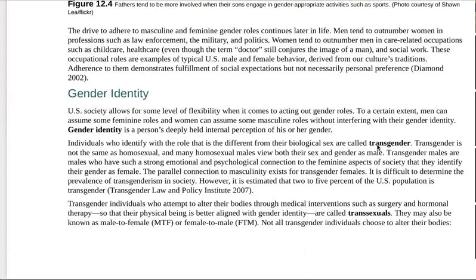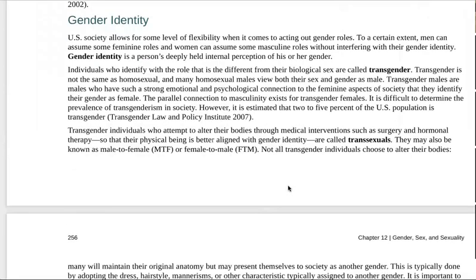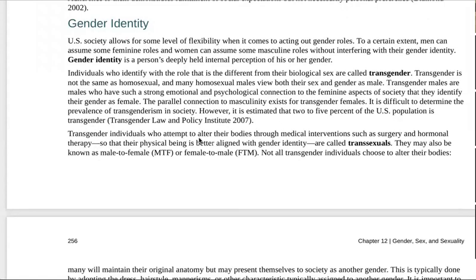And transgender is one example of gender identity. You can read the definition on your own. If a transgender individual did something to their body so that it's better aligned with another gender identity, they are called transsexual. If they had reassignment surgery, hormone therapy and whatnot, they are called transsexual. So, in my humble opinion, not all transgender people are transsexual.